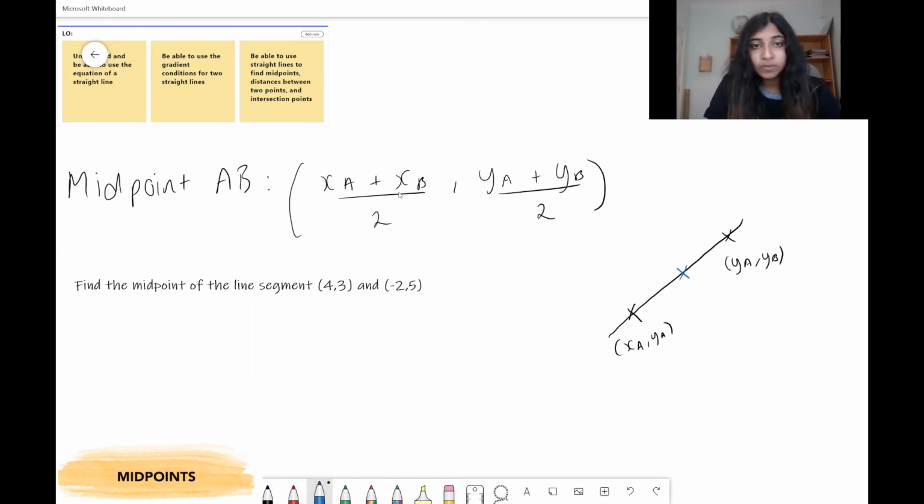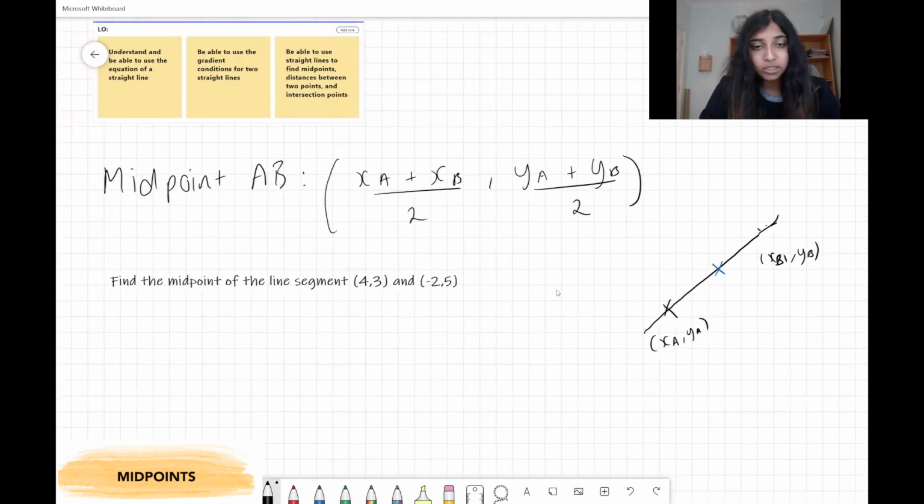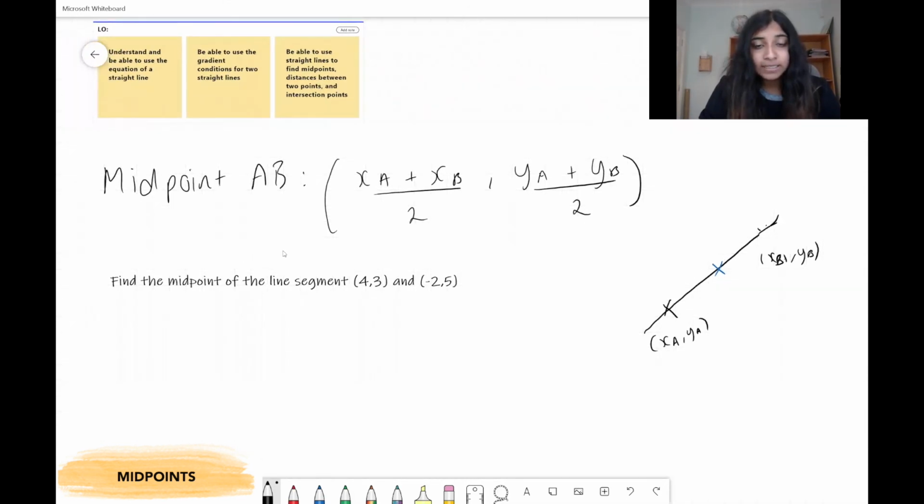That midpoint would just be equal to, this would be XB. You just add the two coordinates, XA plus XB, and you just divide that by 2. And then you'd add the coordinates YA plus YB, and you just also divide that by 2. Then using this formula, we can try to find the midpoint of the line segment 4, 3, and -2, 5. So feel free to pause the video and try it out for yourself.